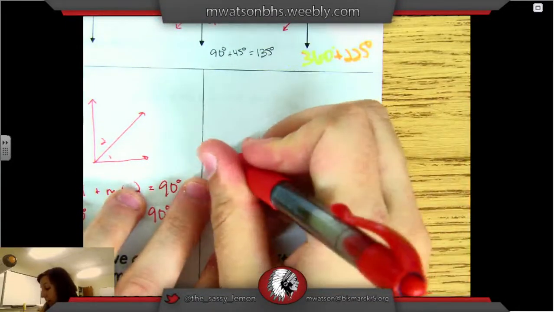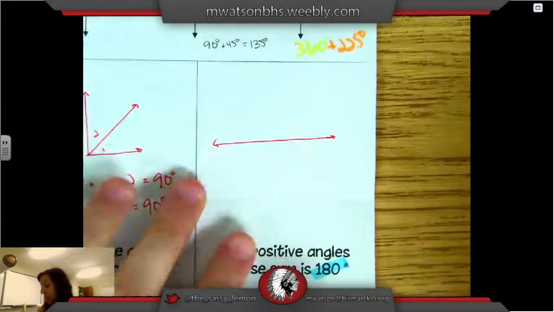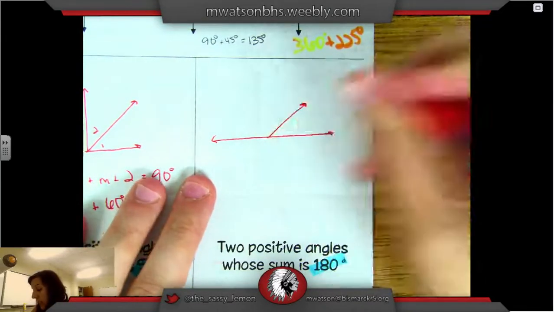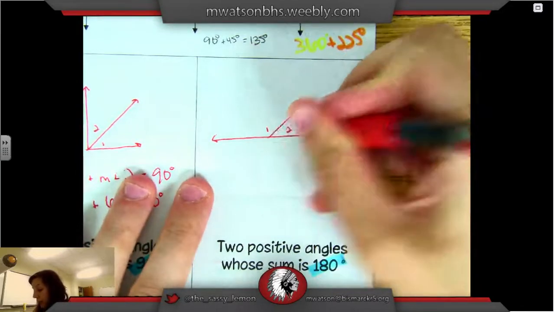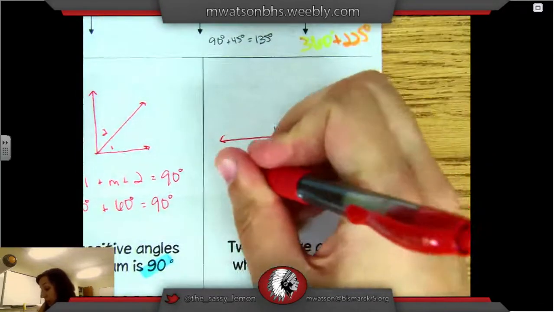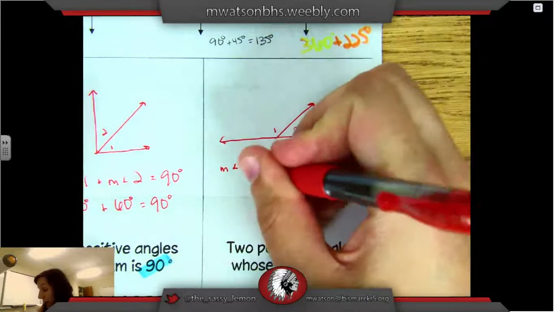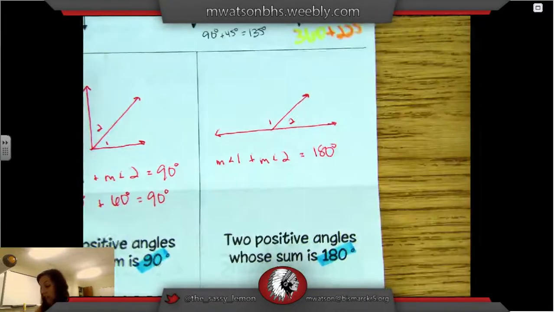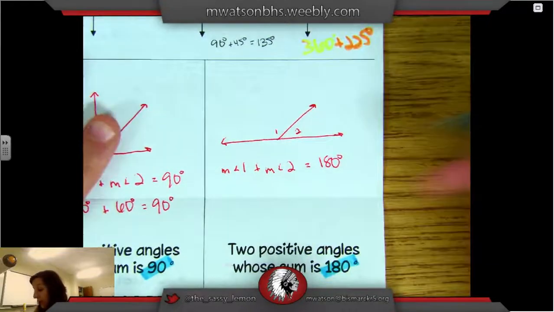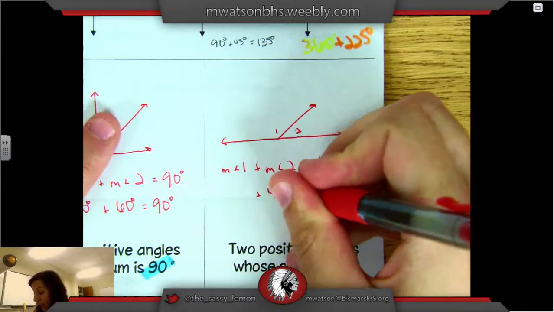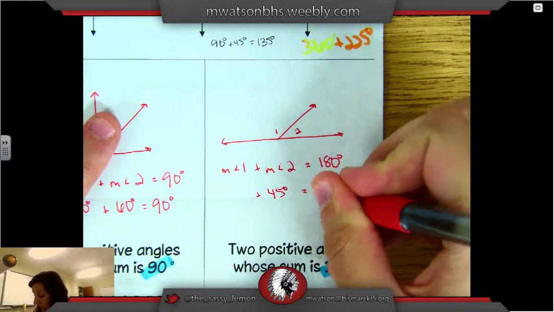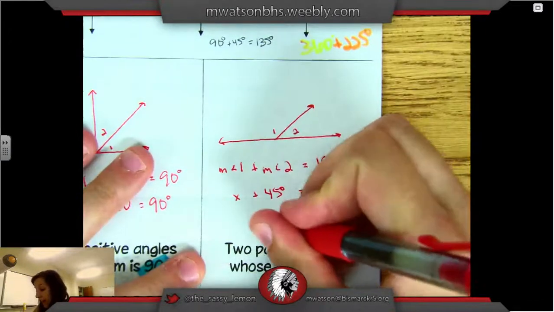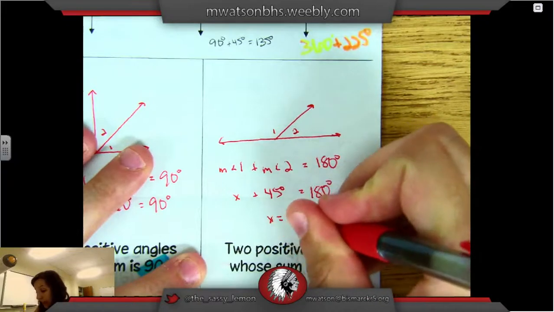So that means their sum is 180 degrees. So you can just take a straight line and divide it into two angles, angles 1 and 2. And in geometry, you probably wrote an equation like this. The measure of angle 1 plus the measure of angle 2 equals 180 degrees. So say I tell you the measure of angle 2 is 45 degrees. Well, then you can set up an equation and solve. And we know that x has to equal 135 degrees.